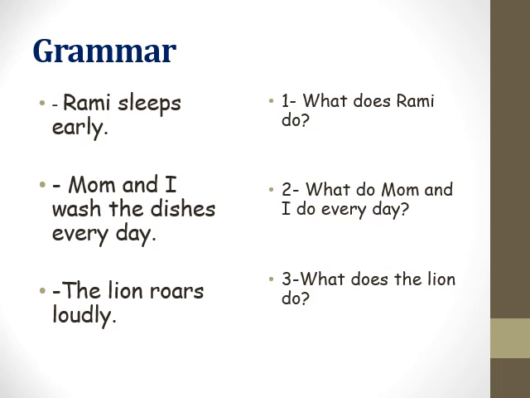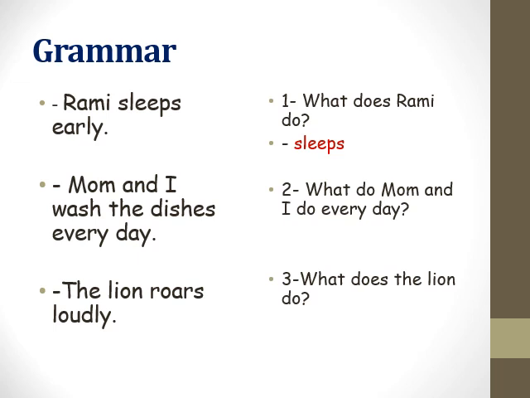Let's move to the second column. Question number 1. What does Rami do? The answer should be only one word from column 1. So, let's read the first sentence in column 1 and try to pick one word to answer this question. Again, what does Rami do? To answer this question, you have to refer to the first column and pick one word to answer it. What does Rami do? The answer is sleeps.